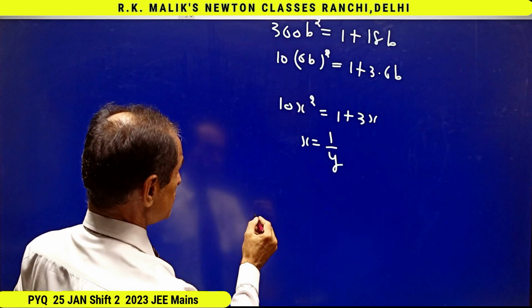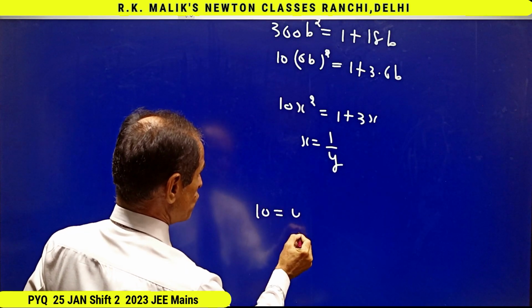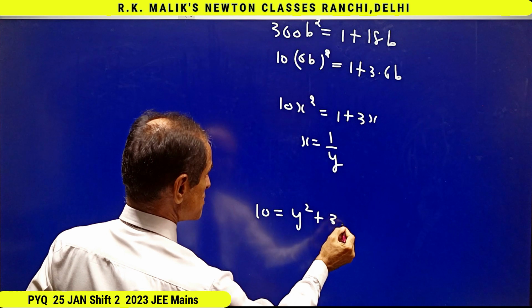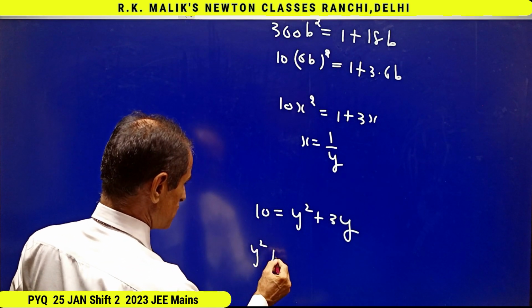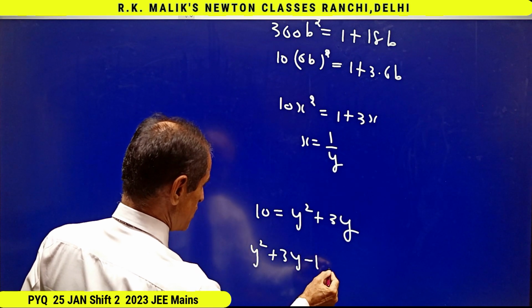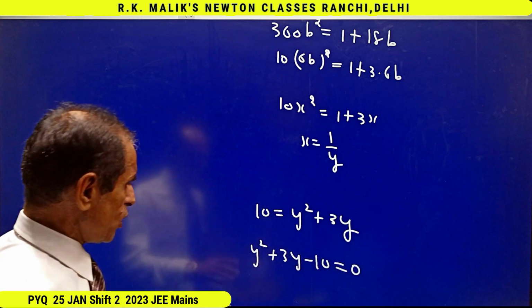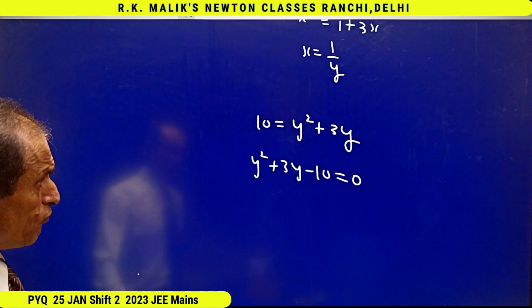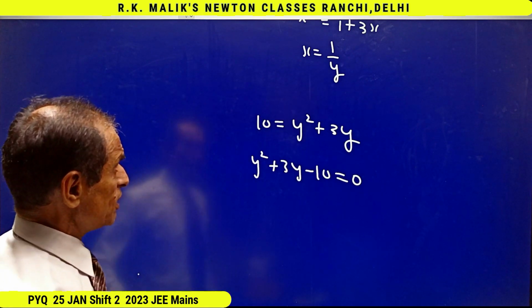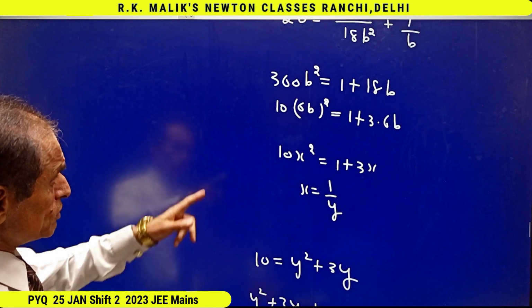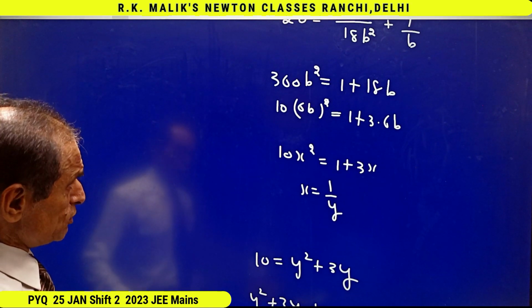And now I will get 10 equal to y square plus 3y. That is, I get y square plus 3y minus 10 equal to 0. Now it is very easy to find the value of y. And once y is known to us, x will be known to us, and once x is known to us, the value of b will be very easy to find.